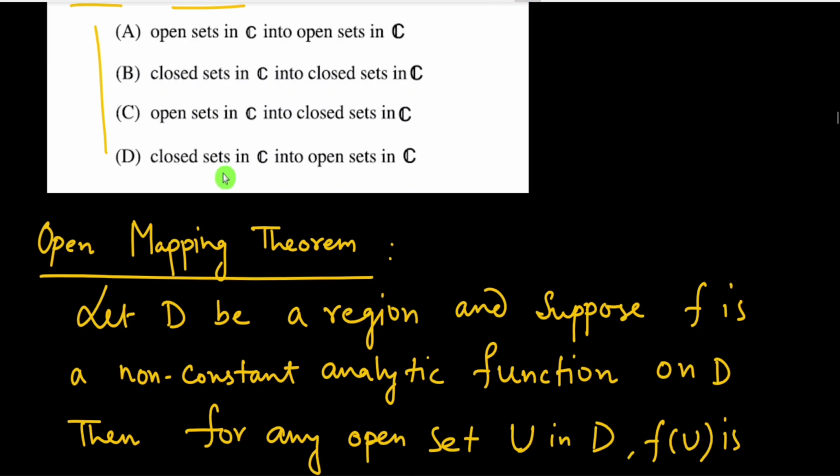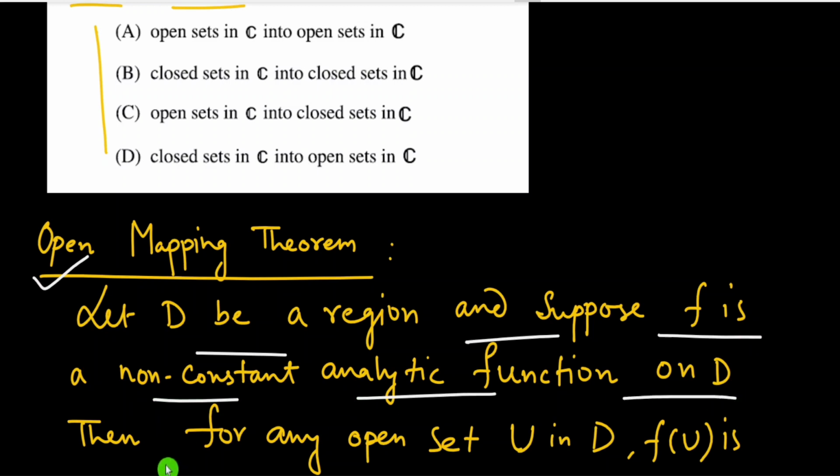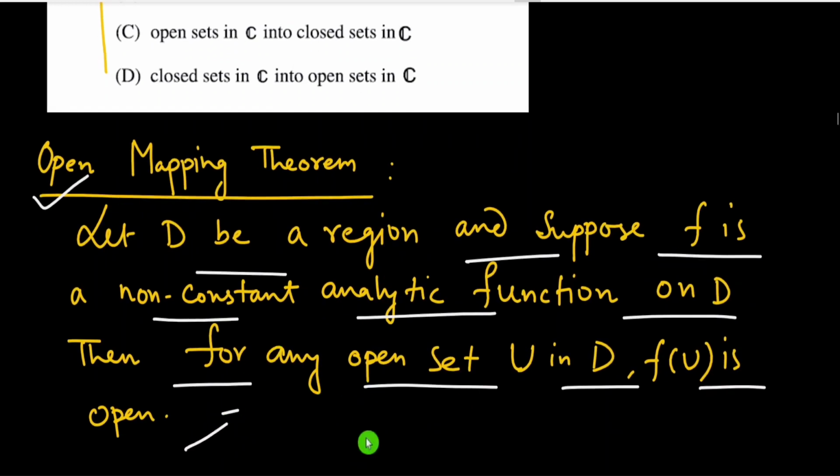Now here we use the open mapping theorem. The statement of the open mapping theorem says that let D be a region, and suppose f is a non-constant analytic function on D, then for any open set U in D, f(U) is open. That means the image of an open set is open. The open mapping theorem says that.